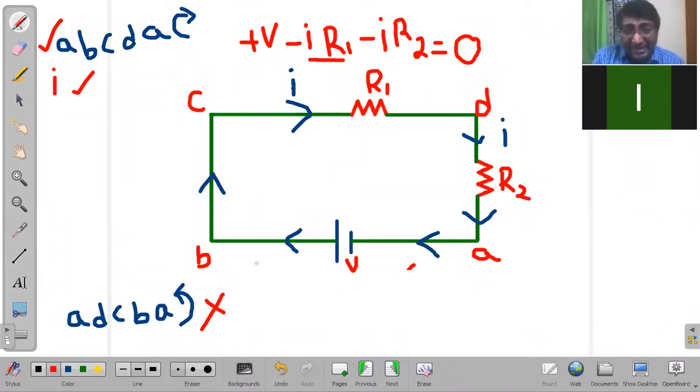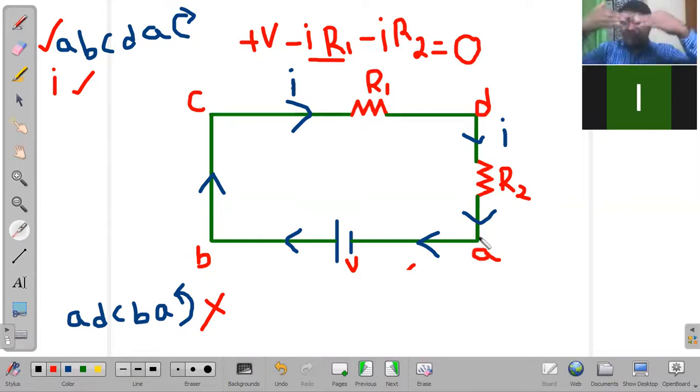Now let's try the second one. We are going in the reverse fashion. This time what's happening over here? Listen carefully, we are almost done. I want to travel in the anti-clockwise direction, guys. So I'm starting at A, and I'm going upwards. If you observe carefully, I'm traveling against the current path. Current is going from D to A, but I am traveling from A to D.